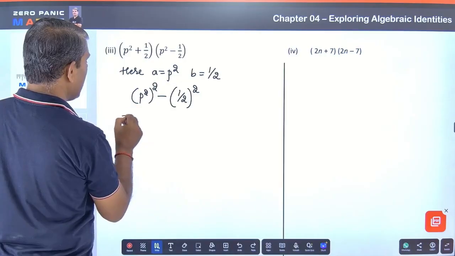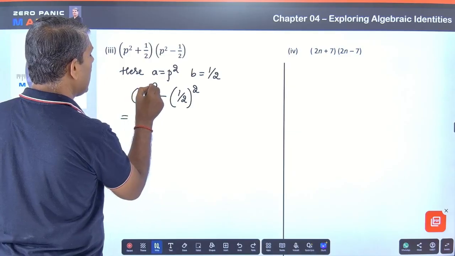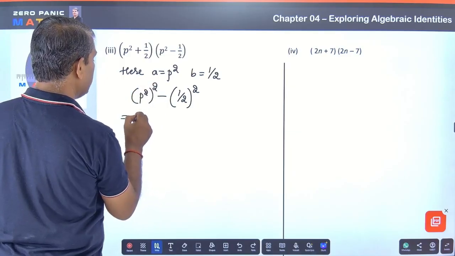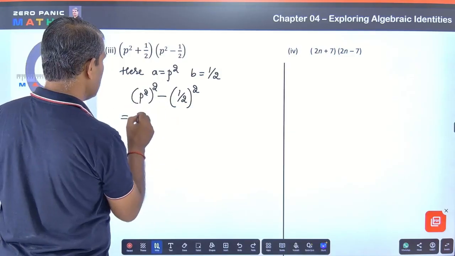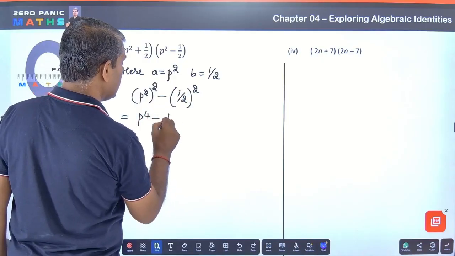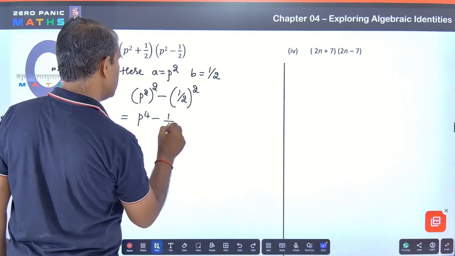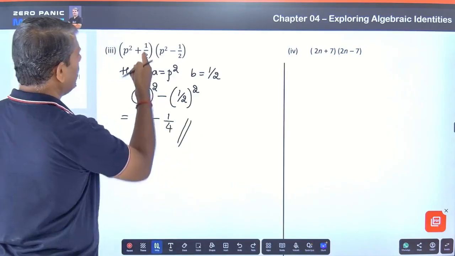As I already told, the rule of exponentiation, a to the power of m to the power of n will make it a to the power of m into n, that is 2 2s are 4, so p to the power of 4 minus 1 square in the numerator and 2 square in the denominator, that is 1 by 4. So this is the value of this.